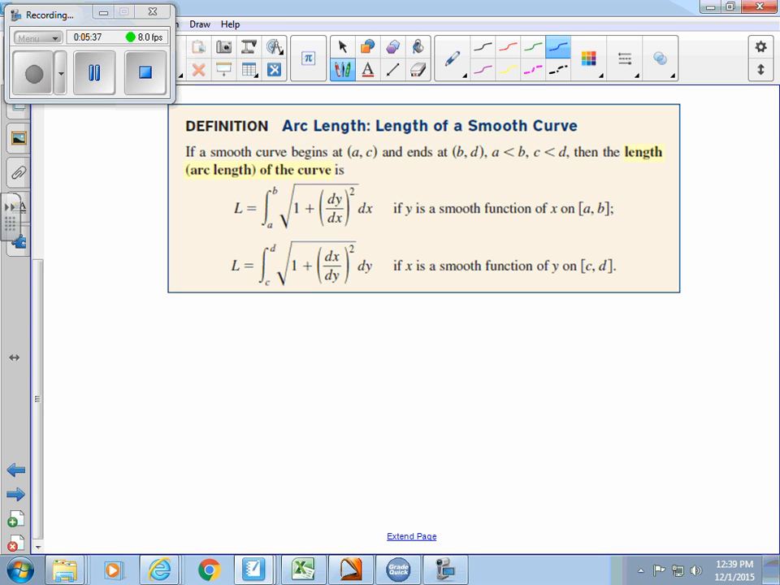Then the length of the arc of the curve is given by the integral from a to b of the square root of 1 plus f prime of x squared dx.